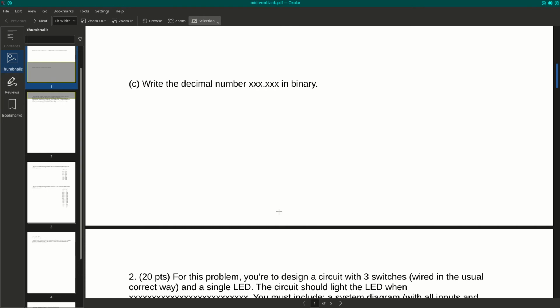And then part C, I'm going to give you something with numbers on both sides of the decimal point and ask you to convert that to binary.